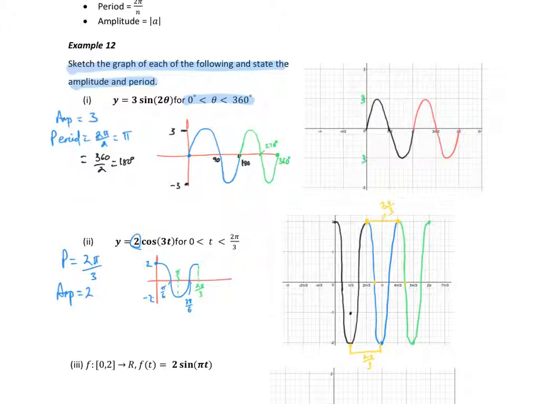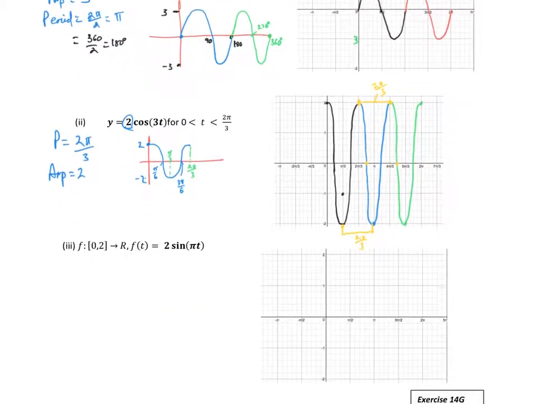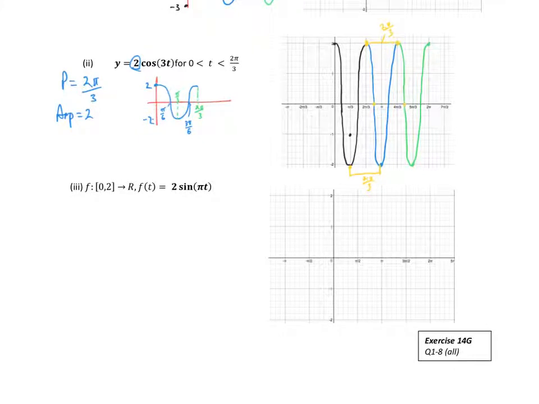So let's have a look at our final one. Again, they're not very good axes. I'll fix that for next year. We've got between 0 and 2 pi, 2 sine pi t. So again, the amplitude is equal to 2, and the period is equal to 2 pi on whatever n is, which is pi, which is equal to 2. So between 0 and 2, I've got to sketch the graph.